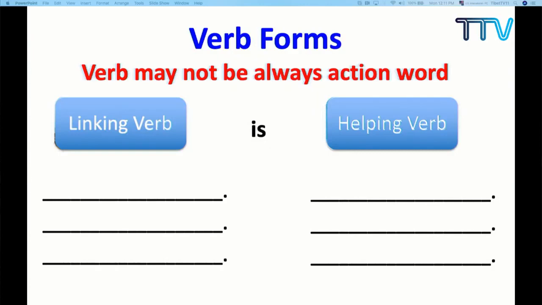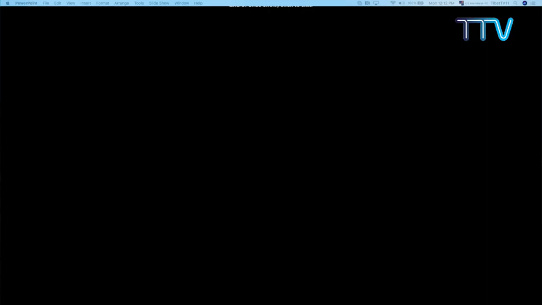Now I want you to do this exercise. Which verb is present here? You see is. Now I want you to make sentences in such a way that is is used as a linking verb. I want you to make 3 sentences in which is is used as a helping verb. You got it? So this is the exercise that I want you to do.